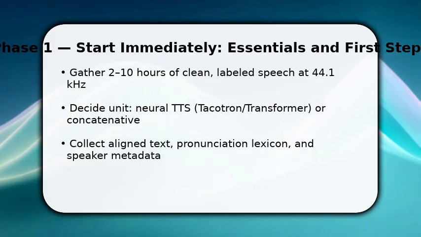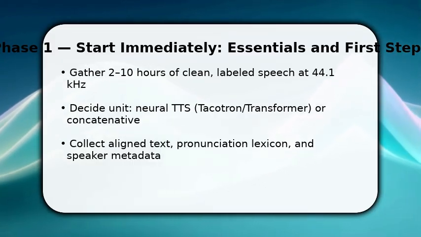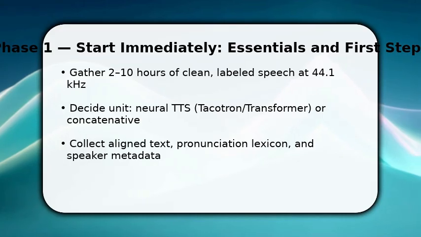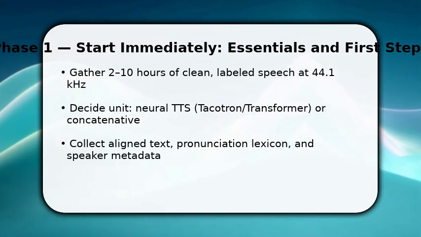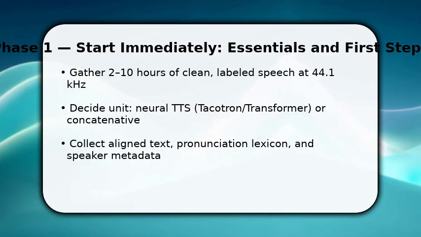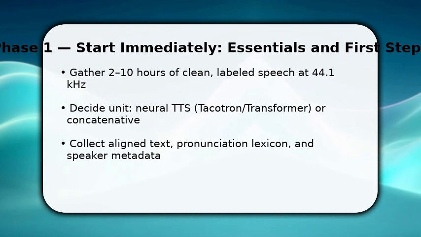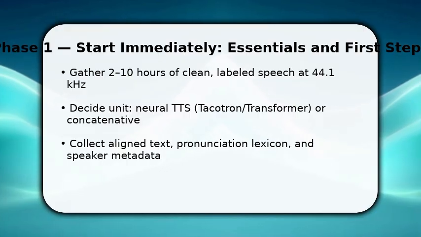Next, align transcripts to audio and build a pronunciation lexicon so models learn mapping. Choose a model type, Neural TTS for expressive voice or concatenative for short turnaround, and set sample rate to 44.1 kHz. Make sure to split data for training, validation, and test so you can measure progress accurately.